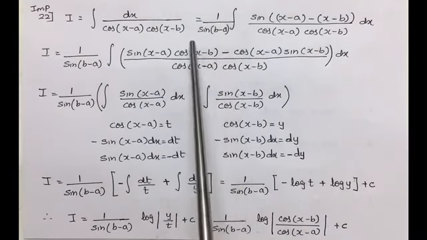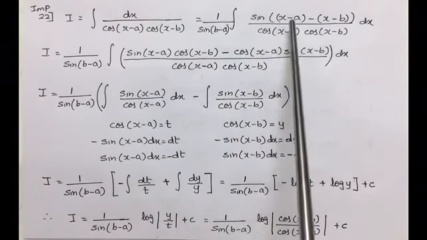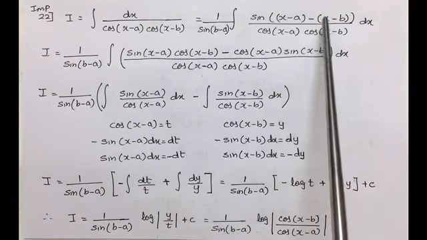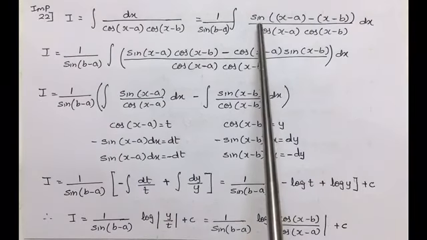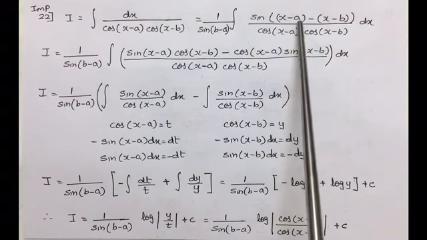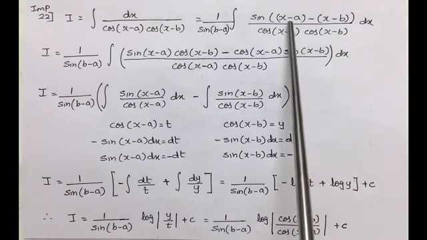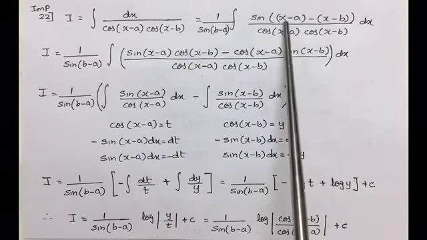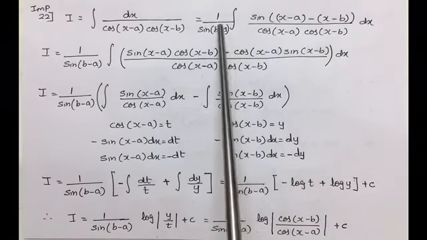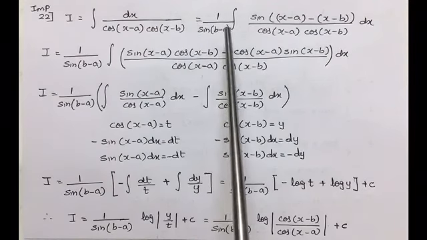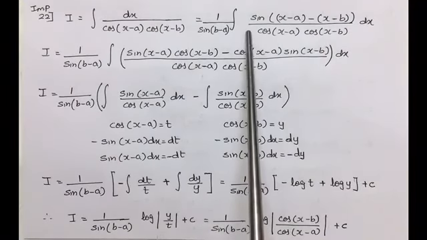Outside, 1 upon sin (b minus a) is divided. Now the arrangement is to be done in such a way that x should get cancelled, only the constants b and a should remain. So we have taken here sin of (x minus a) minus (x minus b). If we open the bracket here and operate it, x and minus x will get cancelled and b minus a will remain. So here we have divided it by sin (b minus a). So the cancellation gives only 1 up. So these are the adjustments. So this step is very important.